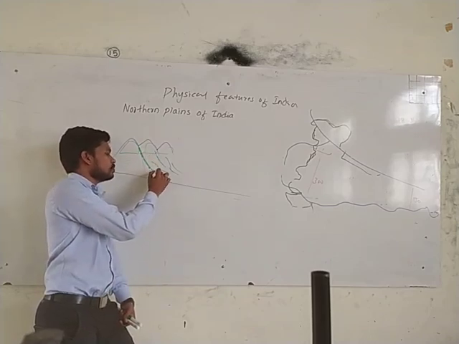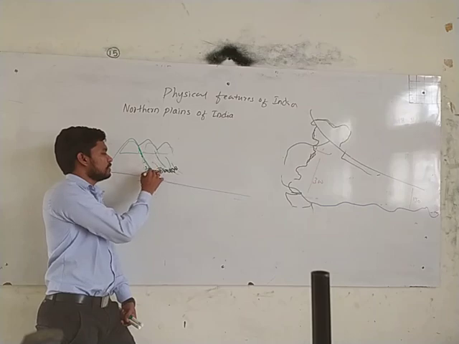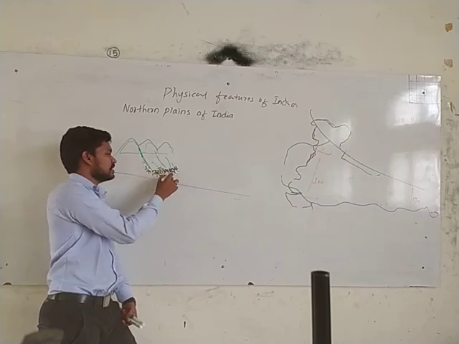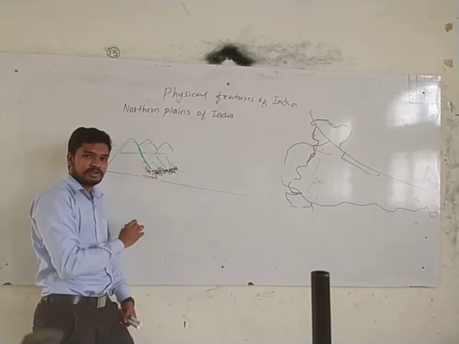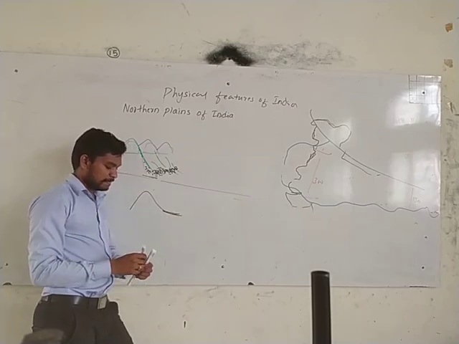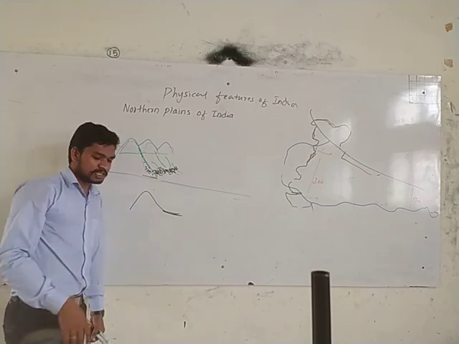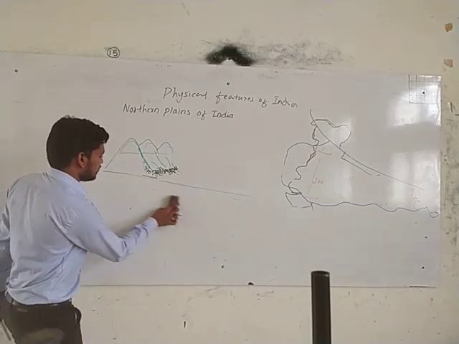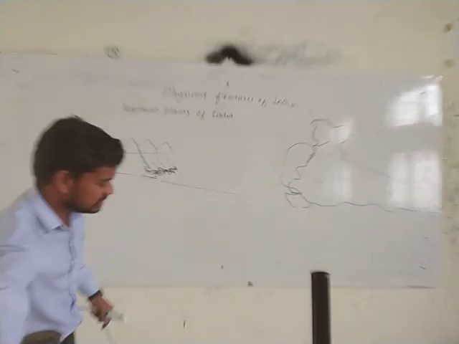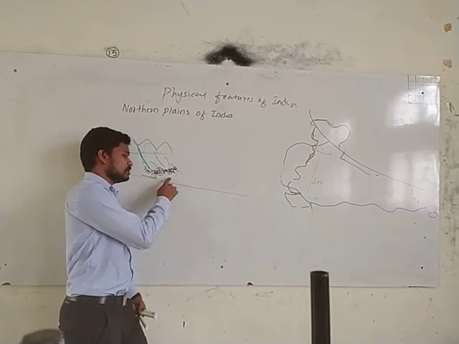The pebbles will be somewhat bigger. It looks like a stone. These are the pebbles carried by these rivers that get deposited in the foothills. What are foothills? The base of the hills is called the foothills. So these rivers deposit these sediments in the foothills, and these sediments will be somewhat bigger.